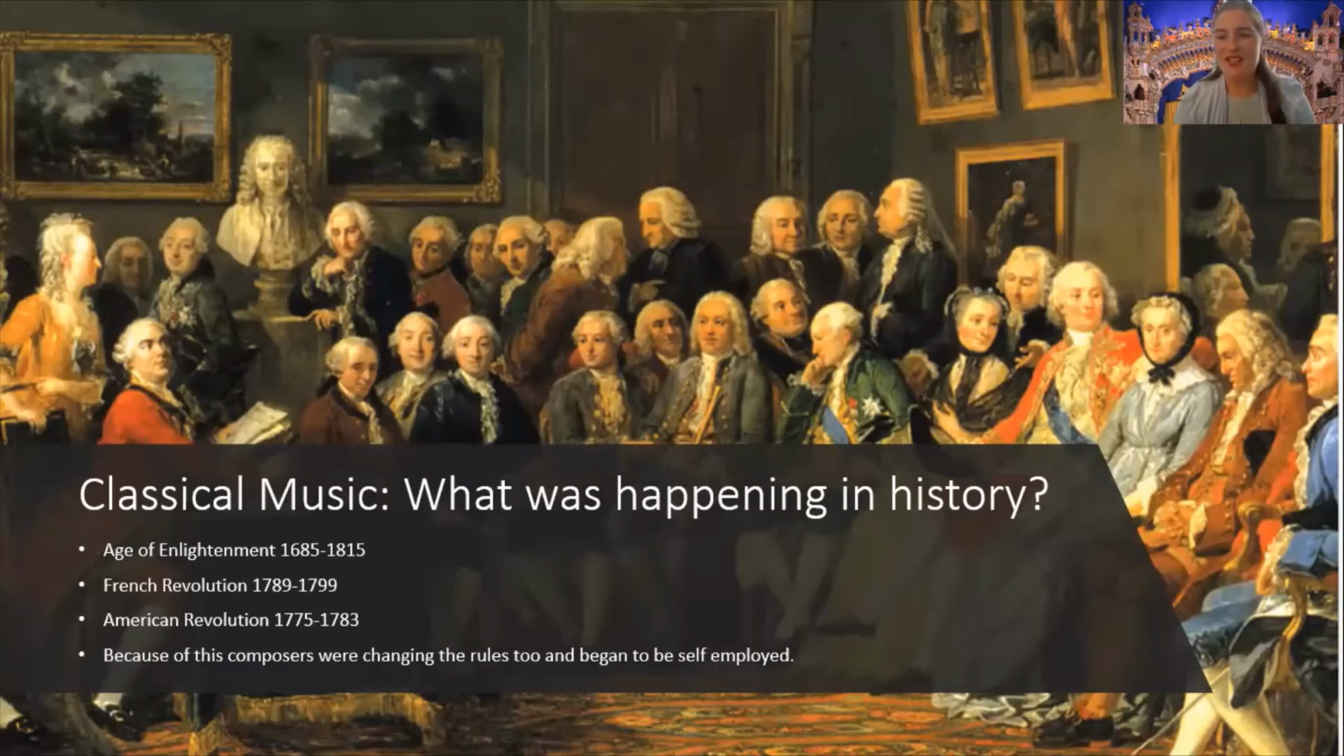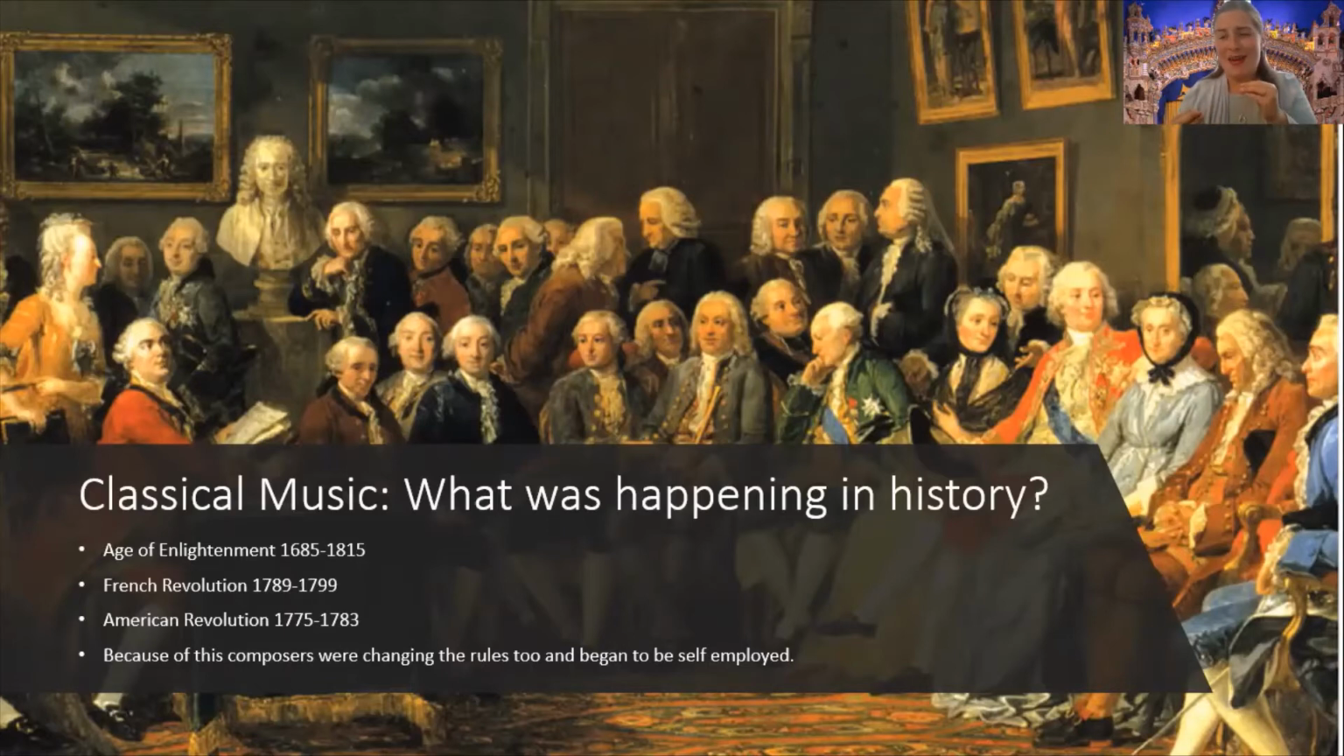So what is happening in history at this time? First, we get the Age of Enlightenment. Education is on the rise, literacy is on the rise, math and science are on the rise. Lots of technological innovations are happening and the world is changing. We have the French Revolution, so we have this challenging of authority and power and this shift happening. We also have the American Revolution, once again, this challenging of authority and power and a shift in the status quo. Because of all these changes, musicians were influenced too, and the way music was developed and produced changed.